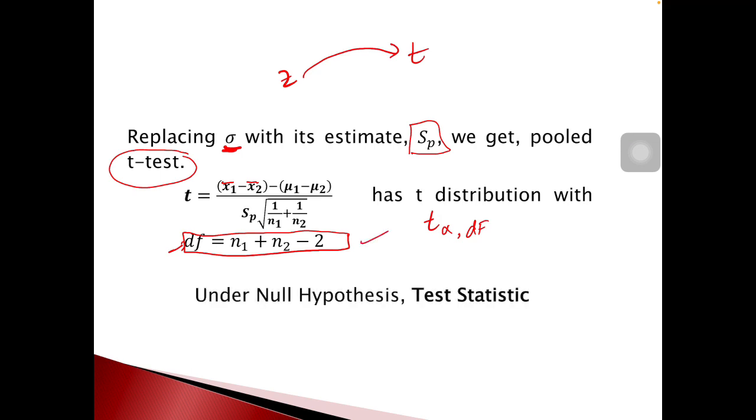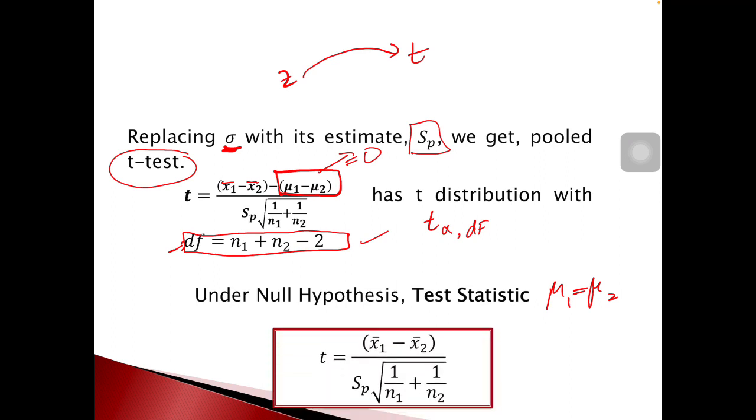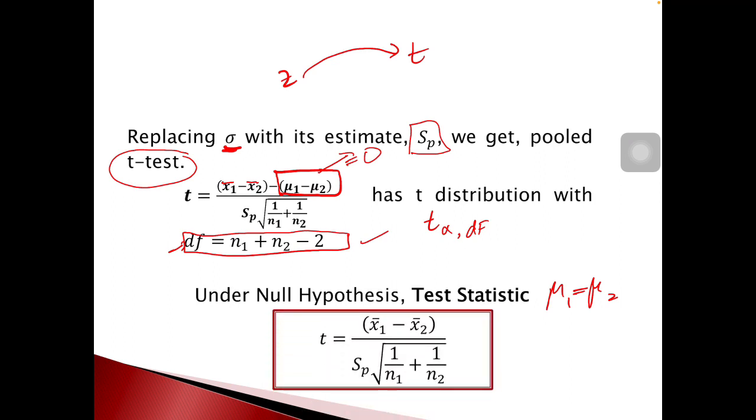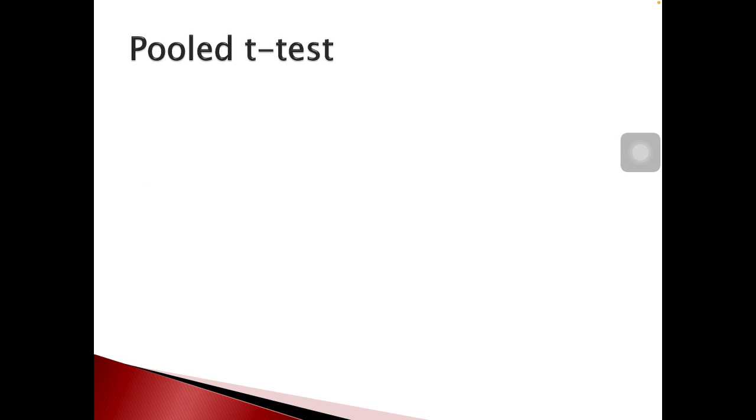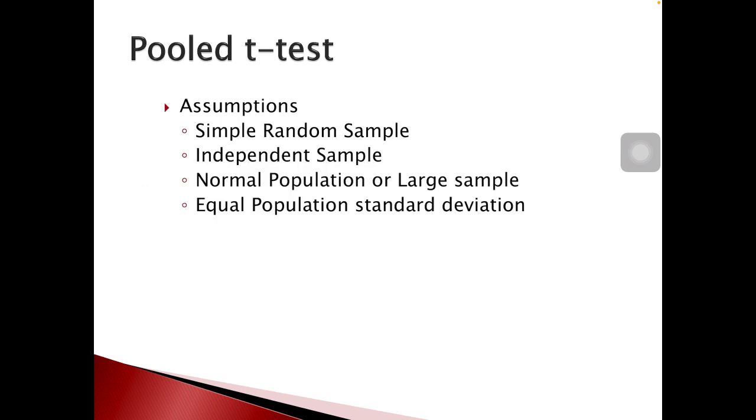Under the null hypothesis, you know that mu1 equals mu2, which means they are equal. So you can simply remove the mu1 minus mu2 term because it equals 0. Now t equals x1 bar minus x2 bar divided by Sp times the square root of 1 over n1 plus 1 over n2. We call this the pooled t-test because we are using the pooled standard deviation.